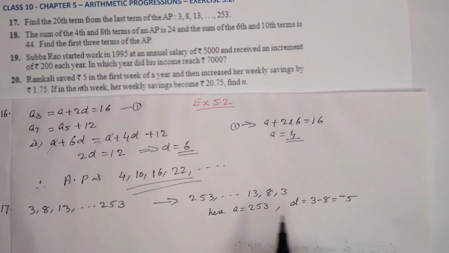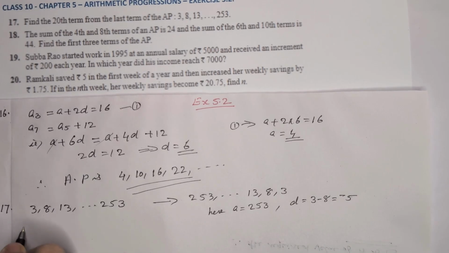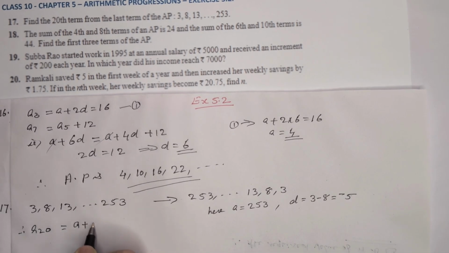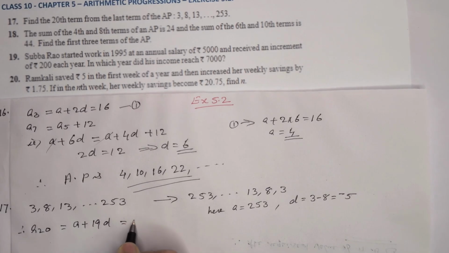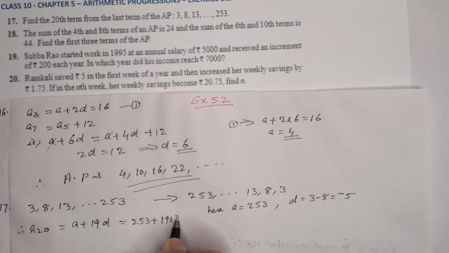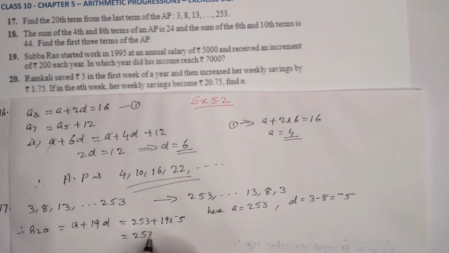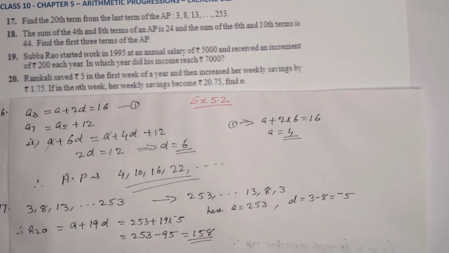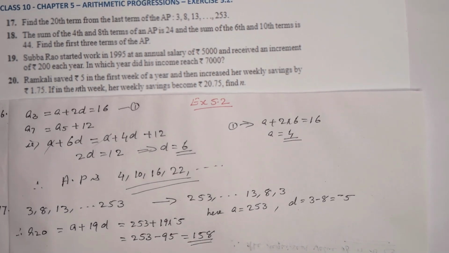So we have a and d. Now we have to find the 20th term. Therefore a20 is equal to a plus (n minus 1) into d. That means 19d, which is equal to a, here 253, plus 19 into minus 5. So 19 into minus 5 is minus 95, which is equal to 253 minus 95, that is equal to 158. So we can write the 20th term of the given AP is 158.